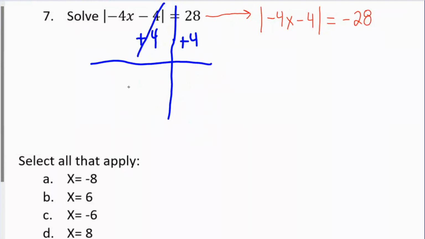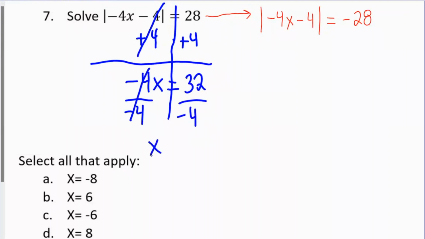4 minus 4, gone. I'm left with negative 4x equals 28 plus 4, which is 32. From here, I'm going to get rid of this negative 4 by dividing both sides by negative 4. Negative 4 divided by negative 4 is 1, but 1x is the same as just x. 32 divided by negative 4 is negative 8. So there is our first answer.